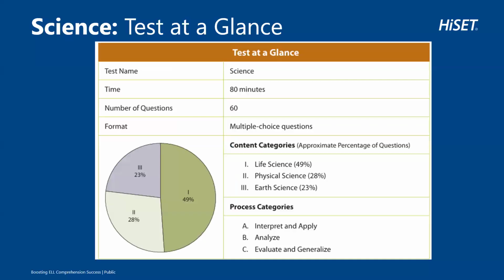Moving on to science. This is our science test. Test takers will be given 80 minutes. There are 60 questions, and as you can see, there are 3 different categories: life science, physical science, and earth science.